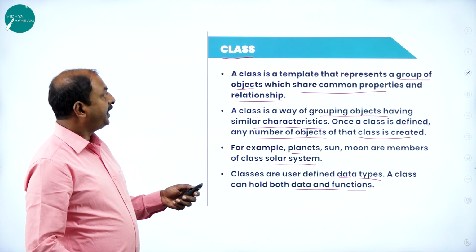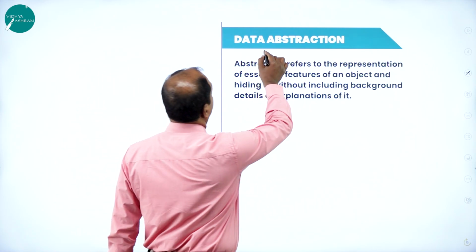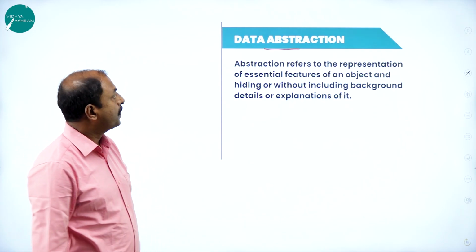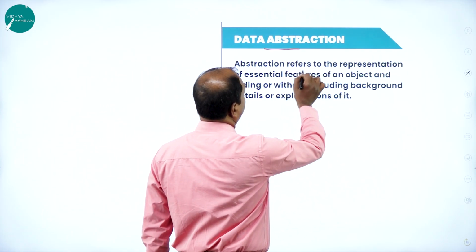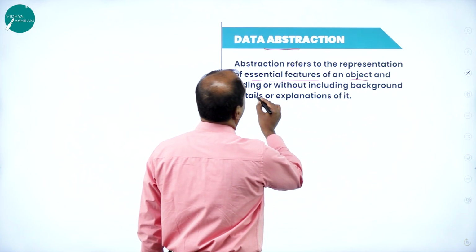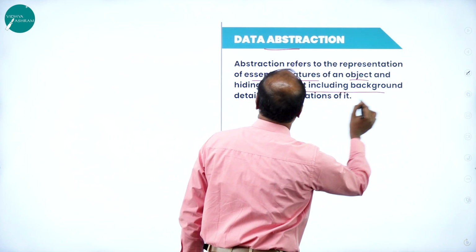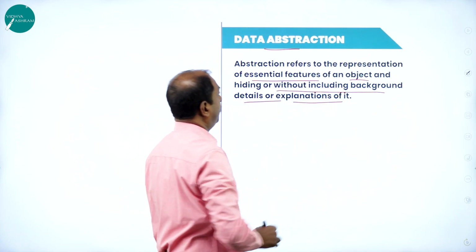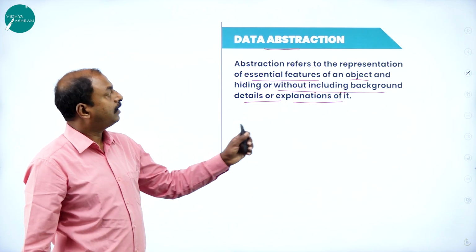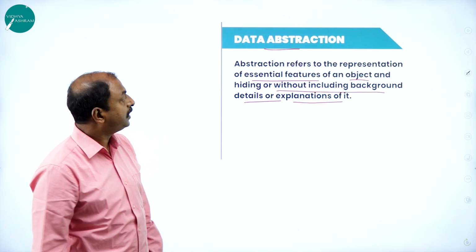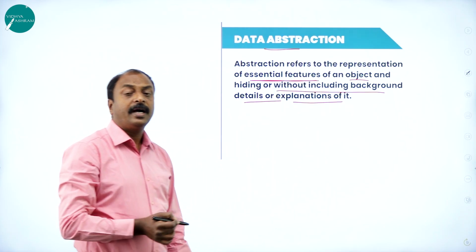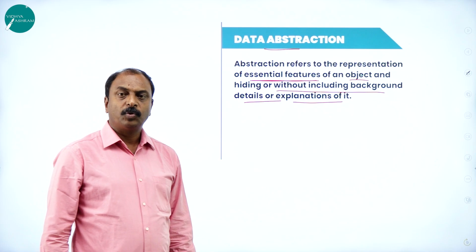Next slide, we will see the next definition, which is data abstraction, another characteristic of OOPS. So what is abstraction? Abstraction refers to the representation of essential features of an object, hiding the background details of explanation. So another feature of OOPS concept is data abstraction. Only the essential features of an object are shown, and unnecessary details are hidden.